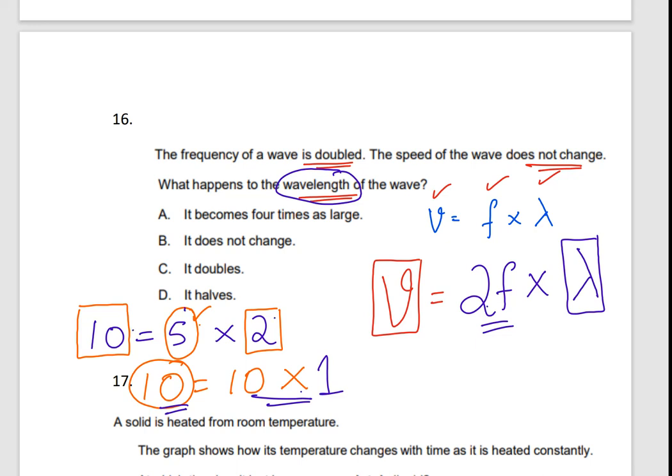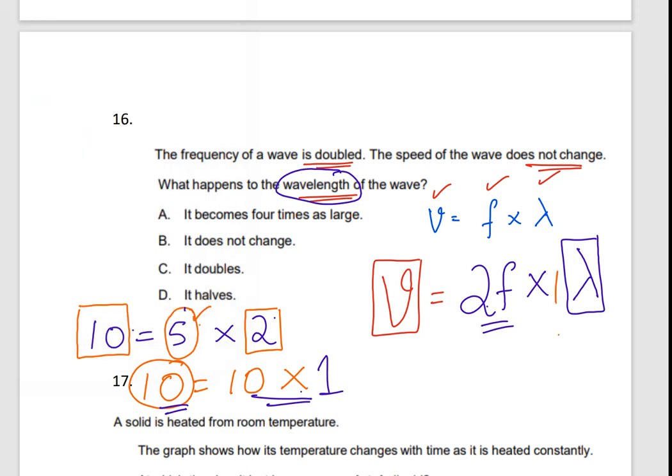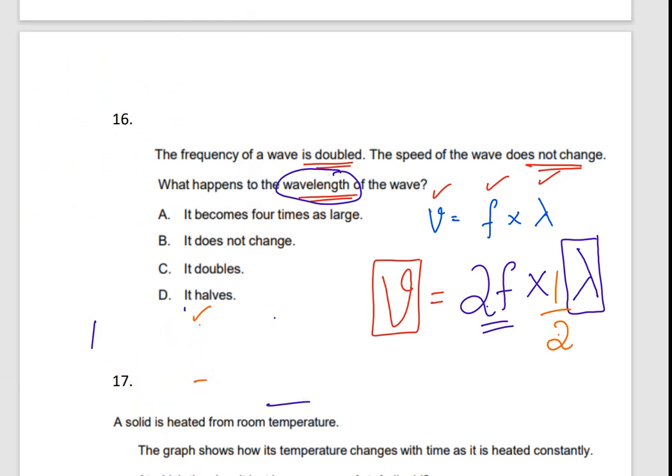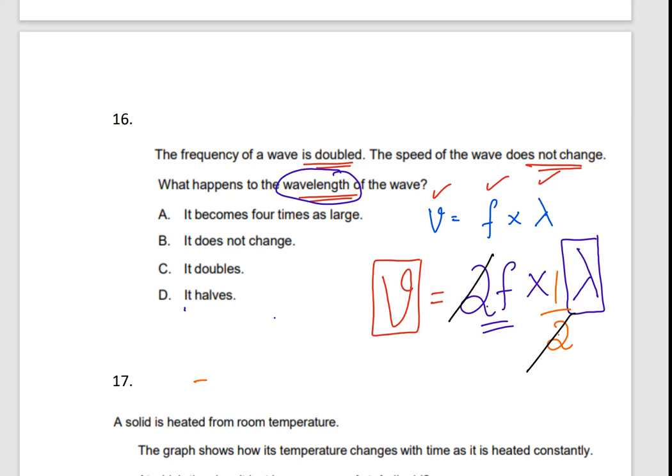So in this case, to make the speed remain constant, we have to halve the wavelength. When you reduce it to half, this 2 and this 2 get cancelled. So the velocity would still remain the same. So what happens to the wavelength? The answer is it halves.